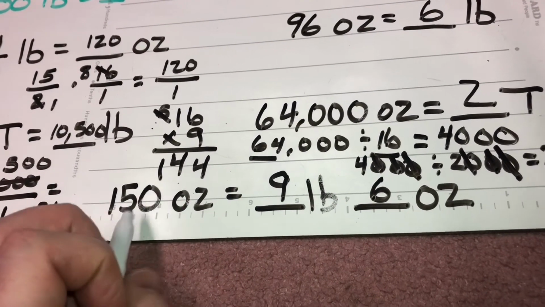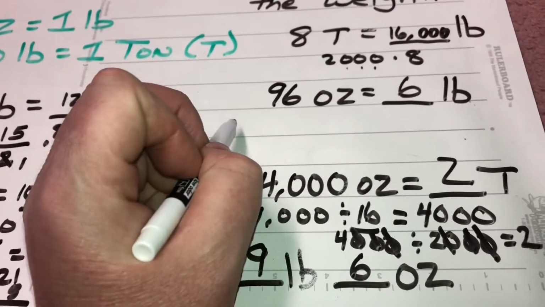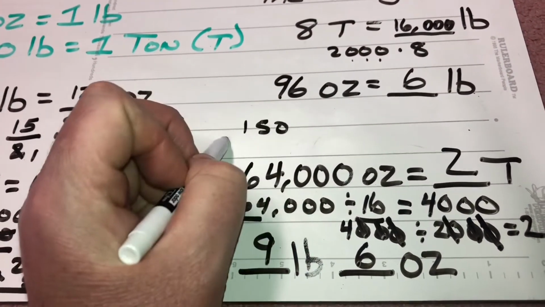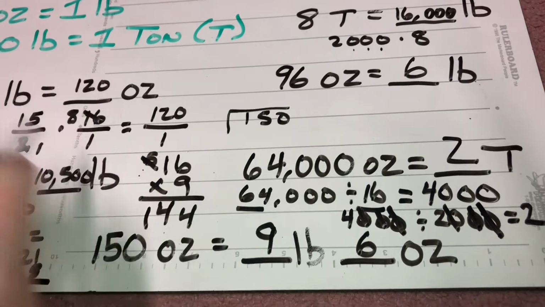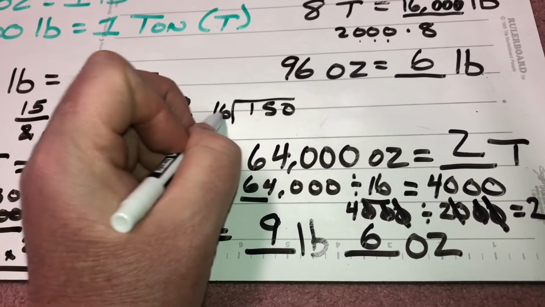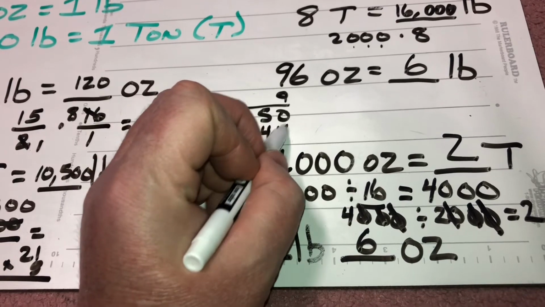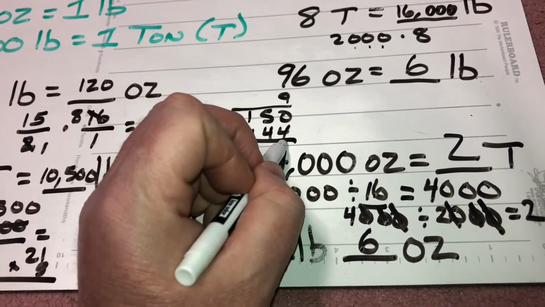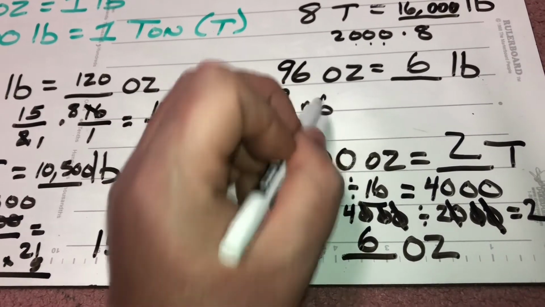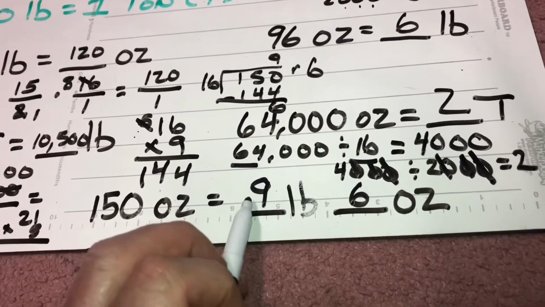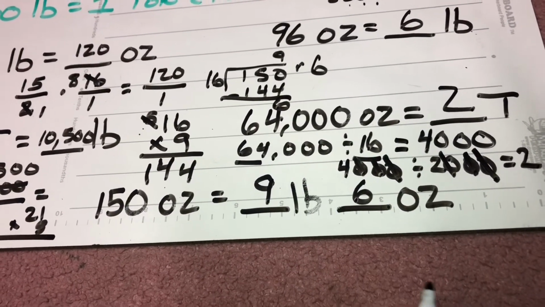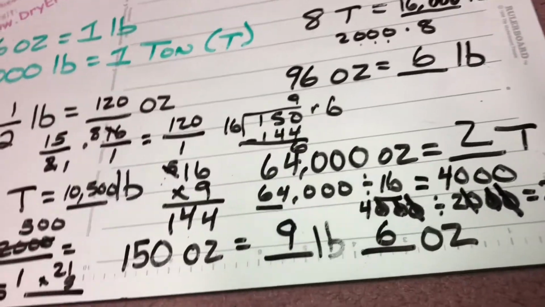Now, if I wanted to, I could do 150 divided by 16. And that would just be the 9, the 144. I'd subtract it, get 6, 9, remainder 6. And so it would be your 9 pounds, 6 ounces. Either way, it would work out. All right, let's go into comparing.